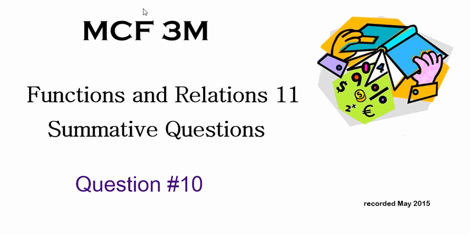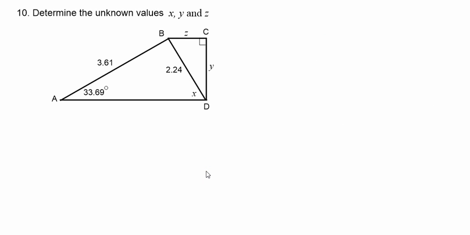This video is for grade 11 students in functions and relations who are working on the summative questions. It's question number 10. It's basically just a diagram and it says determine the unknown values of x, y, and z. So x is here and it's part of this non-right angled triangle. Z and Y are two sides of this right angle triangle, but I don't really have any measurements except for this 2.24 length. So I can't really do anything with Y and Z right now. So let's focus on X.